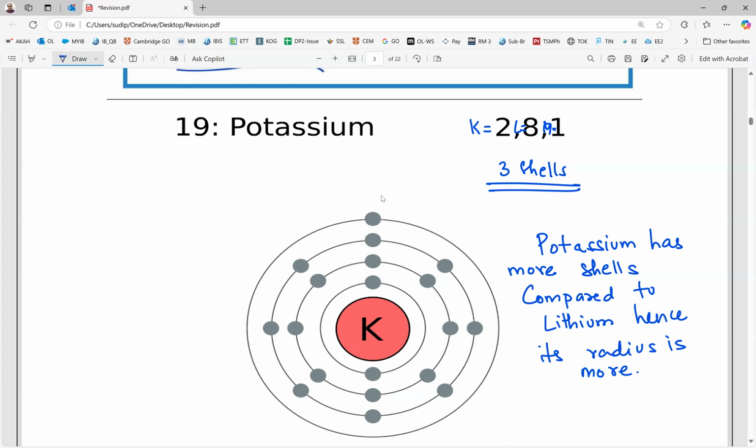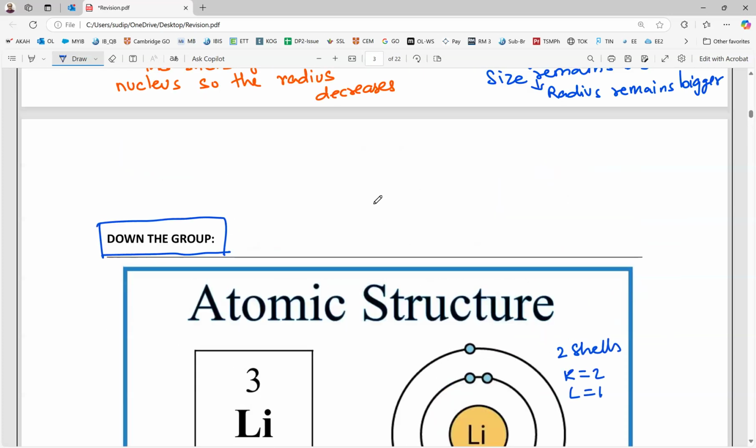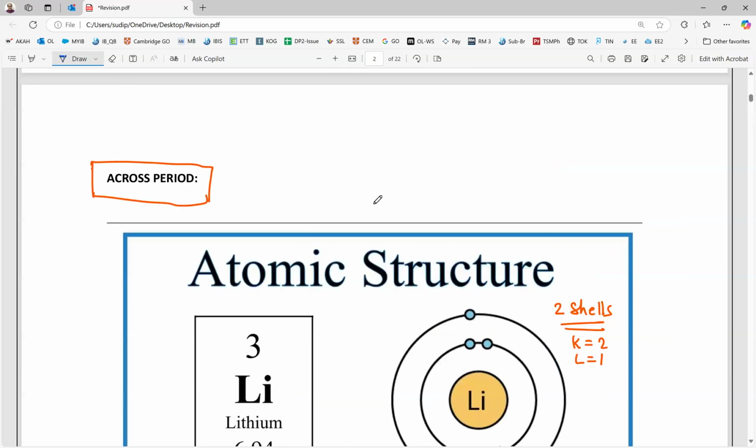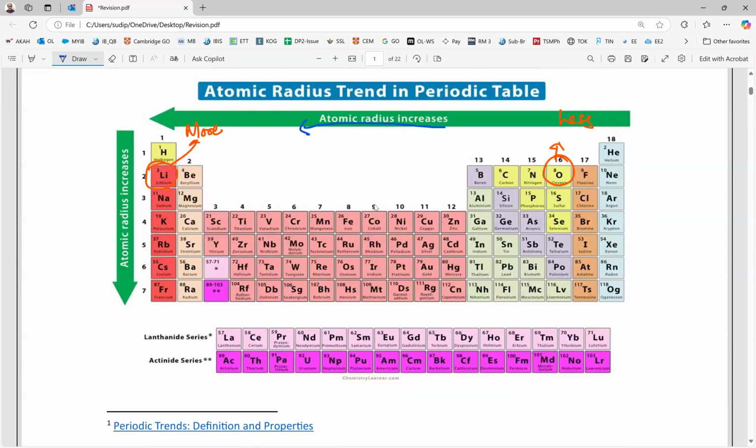Okay. So technically, you should know that when you discuss across the period, then your number of shells are the same. So period 1 means everybody has 1, 1, 1. Period 2 means lithium has 2, oxygen has 2. But oxygen has more electrons and protons, so attraction is more. And that is the reason why, due to attraction, oxygen will shrink a little and the radius will decrease. Whereas for lithium, there won't be much impact because there are very few electrons and protons compared to oxygen.